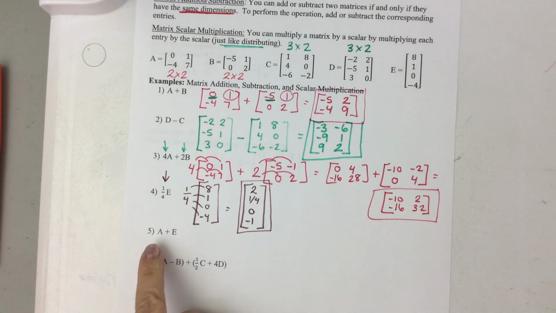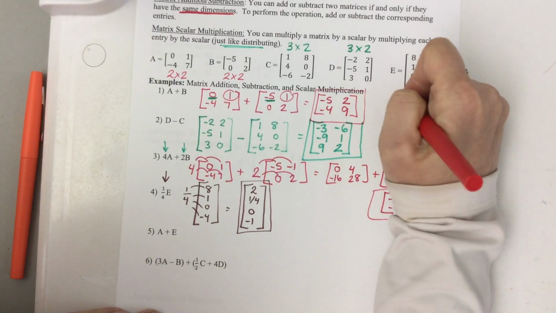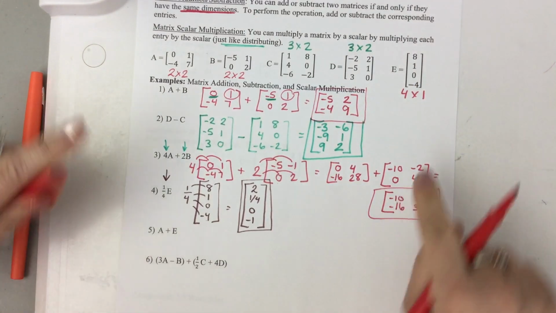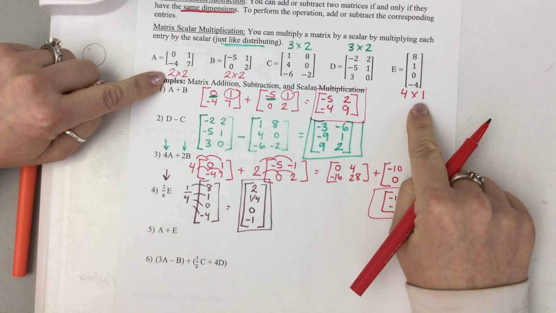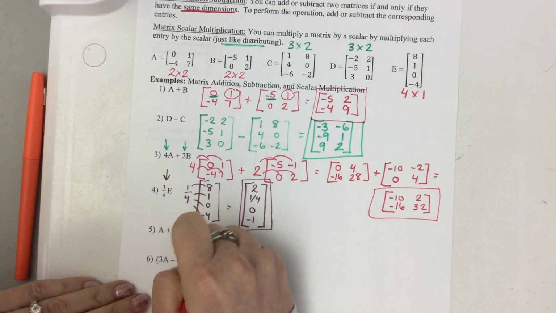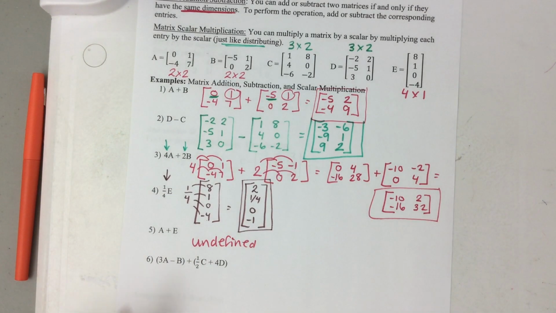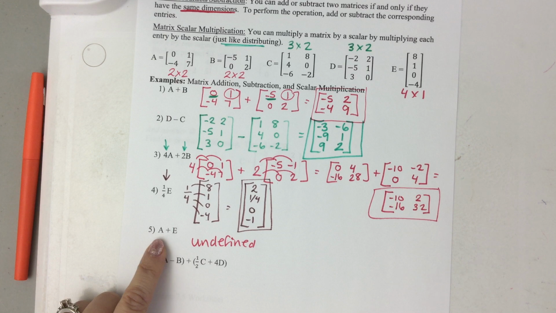Okay, now the next one, they want us to take A plus E. Remember that in order to add or subtract, you have to have the same dimensions. A is a 2 by 2. E is a 4 by 1. I cannot add A and E together because A is a 2 by 2, E is a 4 by 1. So this is undefined. There is no defined sum for matrix A plus matrix E because they do not have the same dimensions, okay?